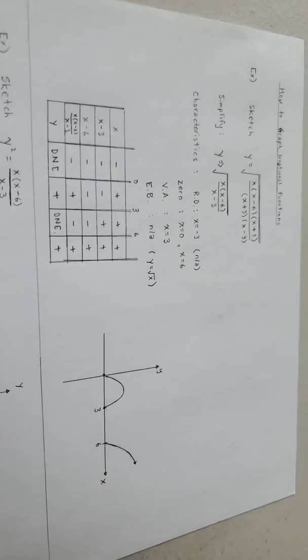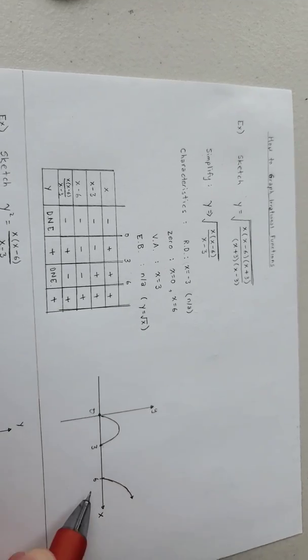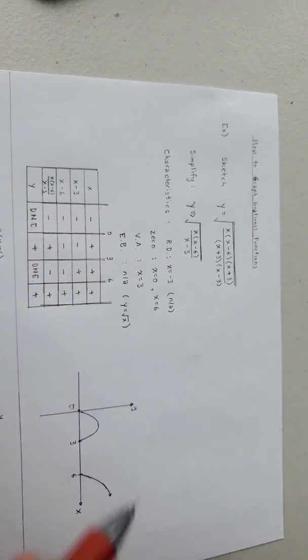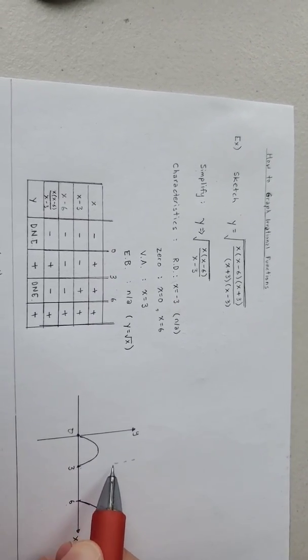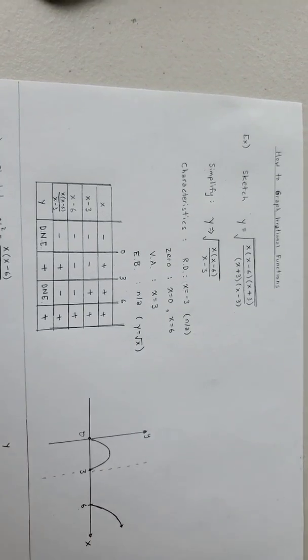So as of right now, we said the 0 is located at 0 right here, so I'm going to go ahead and write 0. And we have a 0 at 6 over here. And 3 is supposed to be a vertical asymptote. So that means that this is actually going to be a vertical line like so.